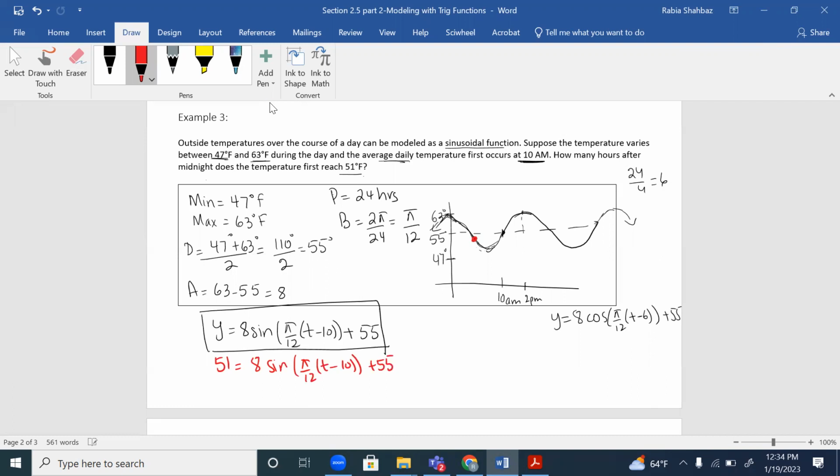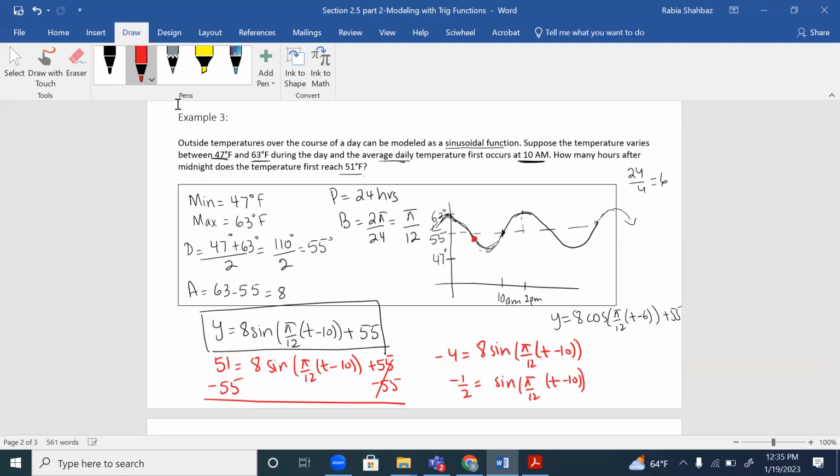For that, I have to use the inverse sine function, which we really have not done yet. So I can just tell you that you can solve for t by first subtracting 55 from both sides, and then dividing by 8, which gives negative half. Then you do the sine inverse of negative half.